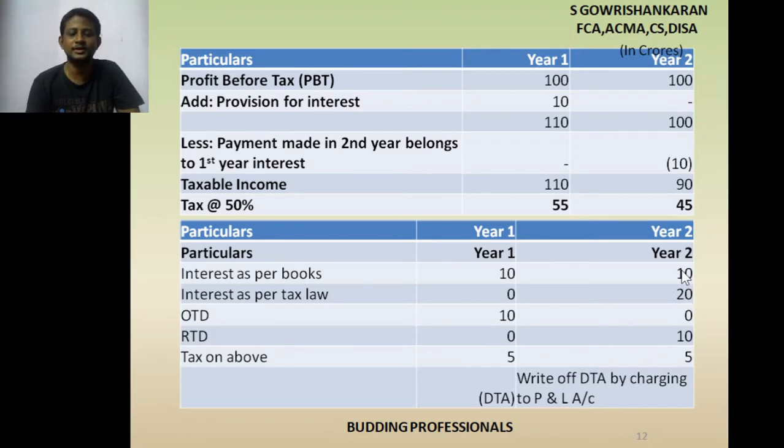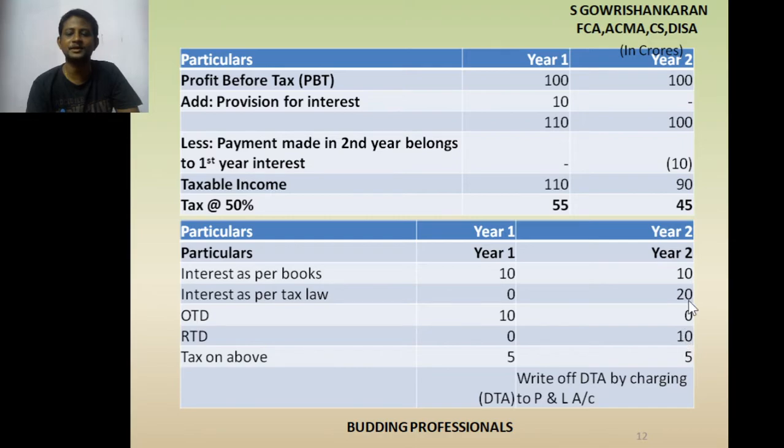Interest as per books, interest as per tax law 20, and RTD. RTD is about whatever we gave previously as originating timing difference. On that we have to give some reversal effect. Initially we allowed 10, we created OTD of 10 crores. Now we have to reverse that 10 crore. Initially we created 10 crore, now we have to reverse that 10 crore.